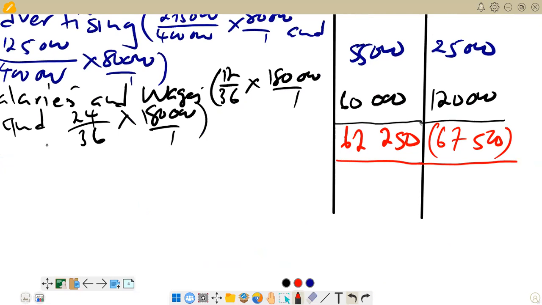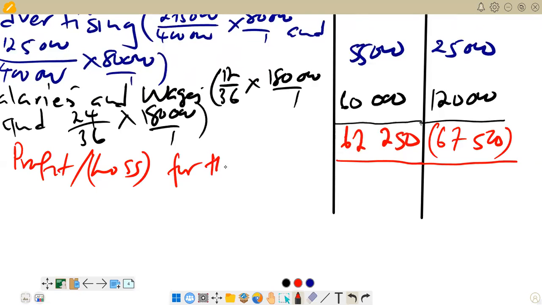So these figures, we call them profit or loss. For a loss, you put brackets around the figures to show that it's a loss. So the first part is a profit because it's positive. The second part is a loss because we left it in the negative form. So this is what we have, guys, in terms of this video on the preparation of departmental accounts.